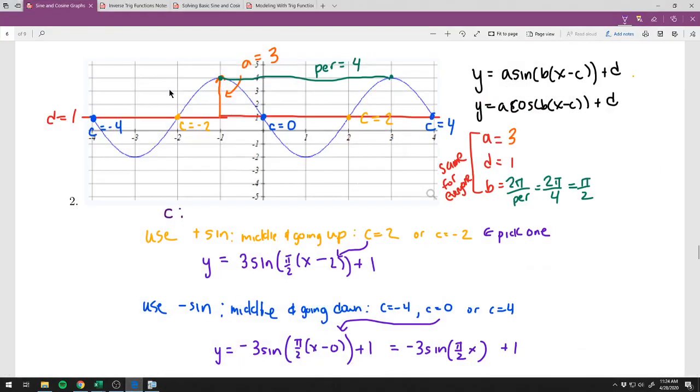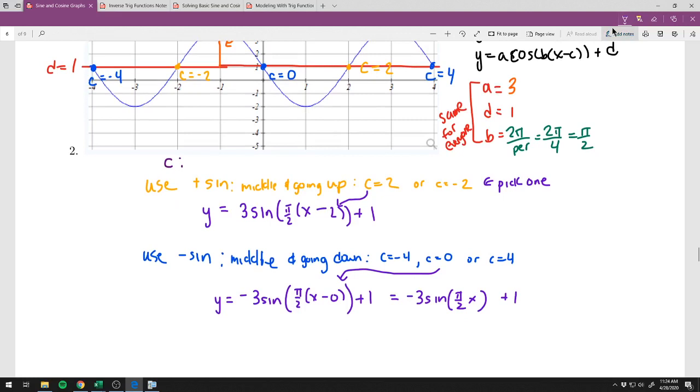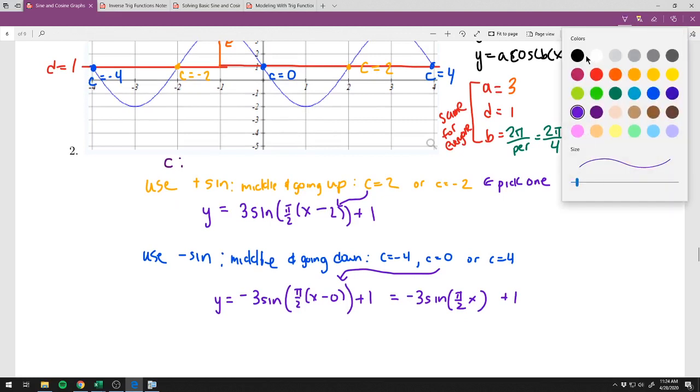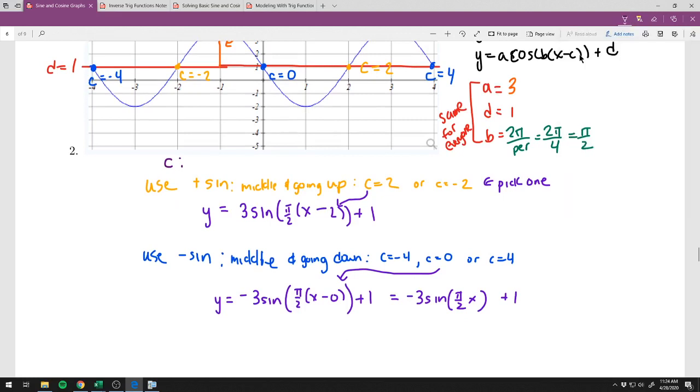But if you had a cosine graph, I'll just say really quickly, your c could have been 1, negative 1, or 3. If you had a negative cosine graph, your c could have been negative 3 or negative 1, and you should have gotten the same graph. You would get the correct answer. All right, but once again, just pick one of these, and you're good to go. If you really like sine, you can use sine almost every time. If you really like cosine, you can use cosine almost every time.